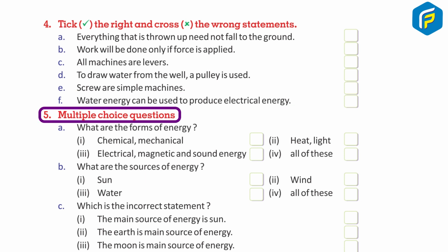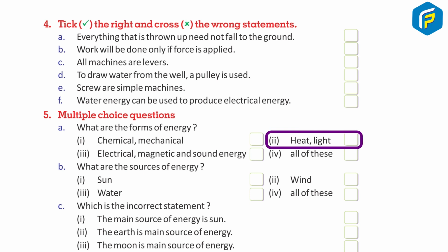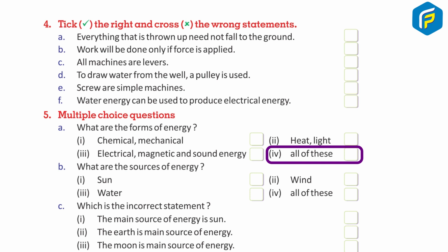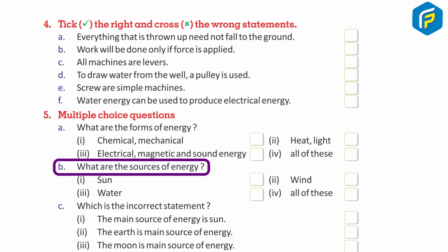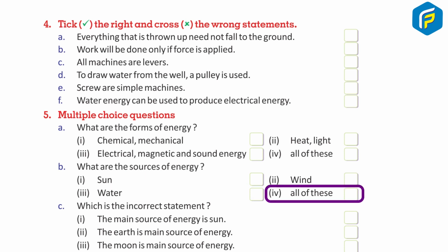5. Multiple choice questions. A. What are the forms of energy? 1. Chemical, mechanical. 2. Heat, light. 3. Electrical, magnetic and sound energy. 4. All of these. B. What are the sources of energy? 1. Sun. 2. Wind. 3. Water. 4. All of these.